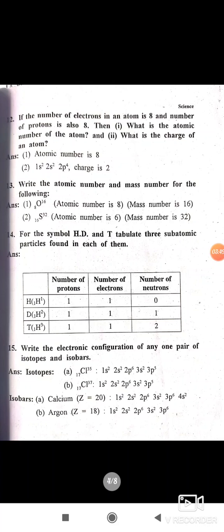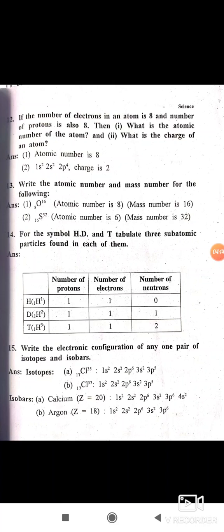If the number of electrons in an atom is 8 and the number of protons is also 8, then what is the atomic number of the atom and what is the charge of the atom? The atomic number of the atom, oxygen, is 8. Its electronic configuration is 1s2, 2s2 and 2p4, and its charge is 0.